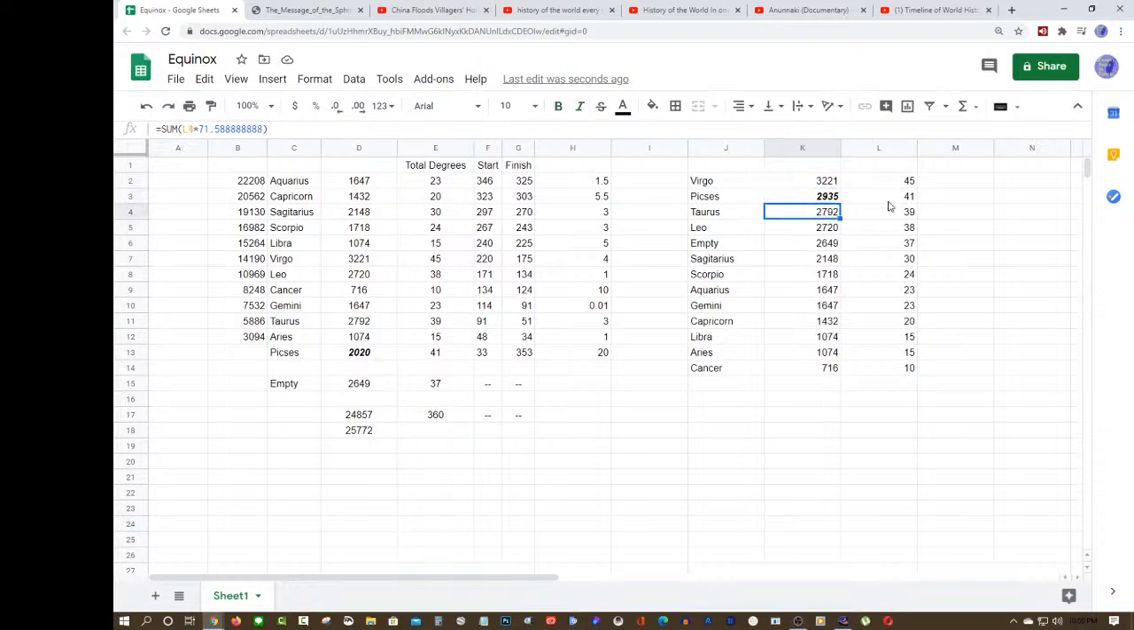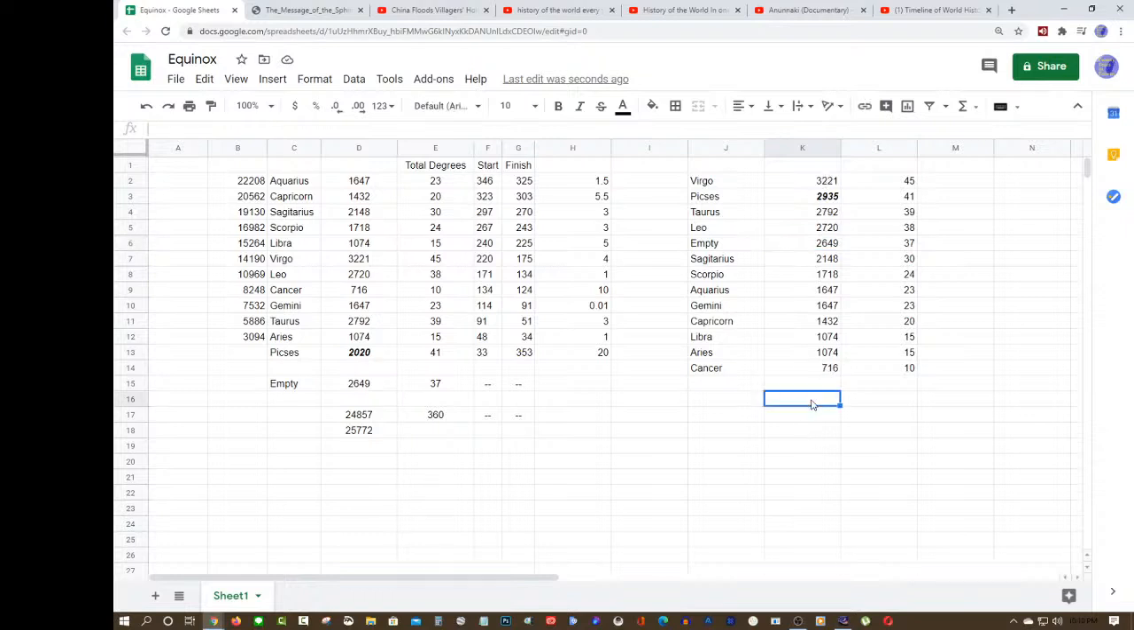Taurus is quite long, and by the way, these are the number of degrees. I had to round it out, especially for this chart, especially right here. I rounded it up so I wouldn't rely on this too closely, but these numbers are close. Taurus and Leo, they're both 2,700 years. Actually, Taurus is closer to 2,800 years. Now the empty is the empty space. That's 2,600 years of empty space. Sagittarius is 2,000 years. Now the shorter ones, Cancer is only 716.